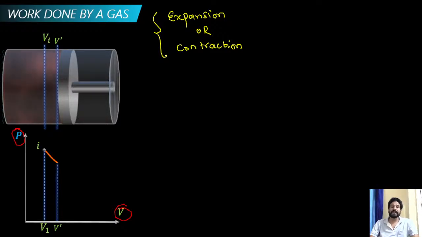See, expansion means very simple. What is the meaning of expansion? That something is basically going to expand. If something is going to expand, it means its volume increases. Yes or no? If its volume increases, then its pressure will decrease.